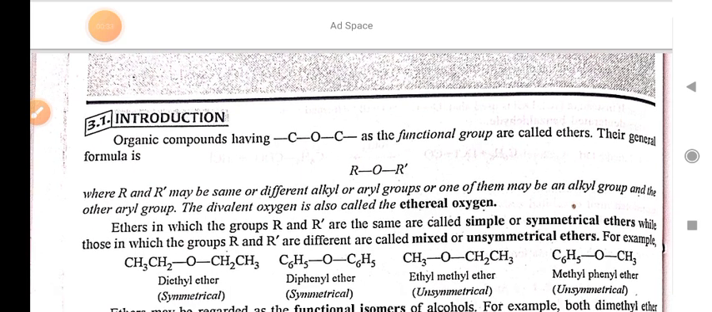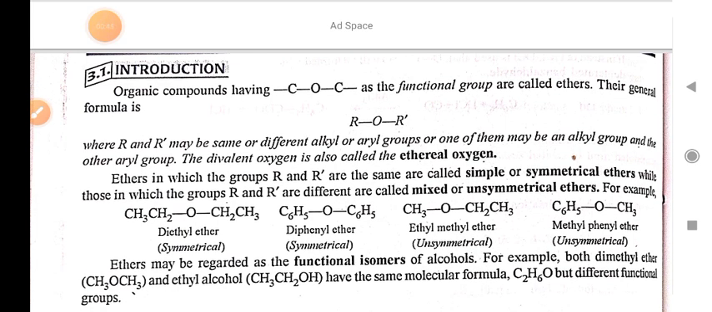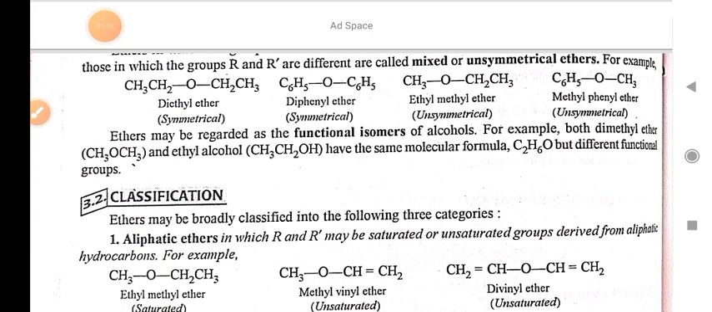Ethers in which the groups R and R' are the same are called simple or symmetrical ethers, while those in which the groups R and R' are different are called mixed or unsymmetrical ethers. For example, diethyl ether, symmetrical; diphenyl ether, symmetrical; ethyl methyl ether, unsymmetrical; methyl phenyl ether, unsymmetrical. Ethers may be regarded as the functional isomers of alcohols. For example, both dimethyl ether and ethyl alcohol have the same molecular formula C2H6O but different functional groups.